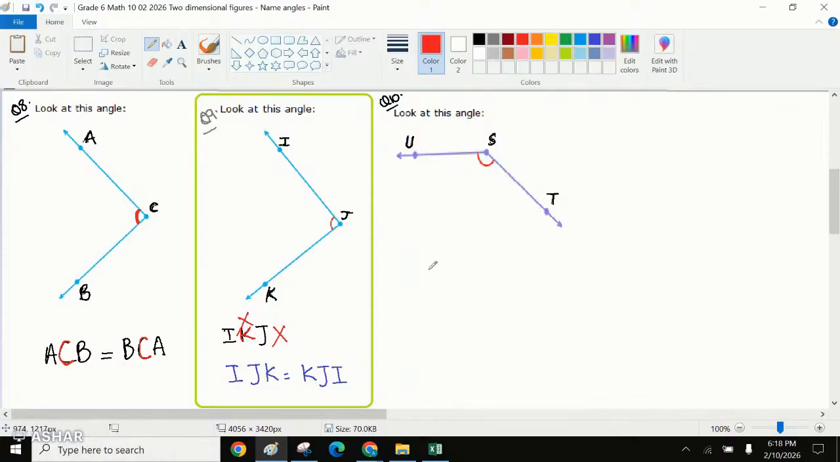So we have STU over here. Perfect. We can write UST, because S has to be in the middle, or TSU. The second option, if I would write TUS or UTS, these two would be incorrect because U cannot be in the middle, T cannot be in the middle. But this would be perfectly correct. Thank you.